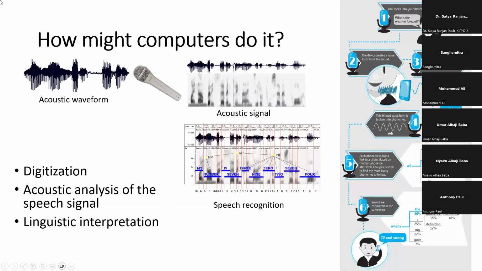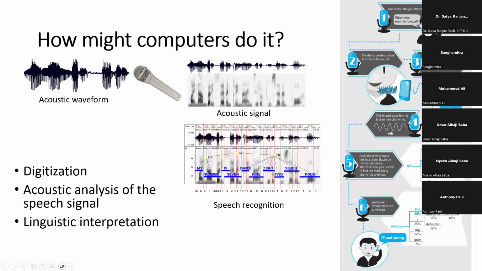But in computers or machines, how is it going to be done? Basically, the acoustic waveform that we send is going to travel through the acoustic medium, and it will be captured by the microphone, which is the sensor. The microphone will convert the acoustic waveform into electrical signals, and on these electrical signals, digitization will be carried out, and acoustic analysis will be carried out, and then finally linguistic interpretation to tell you what exactly is the meaning of the acoustic waveform that you have captured. On the right hand side, you can see a figure here.